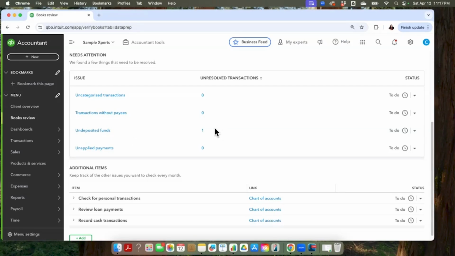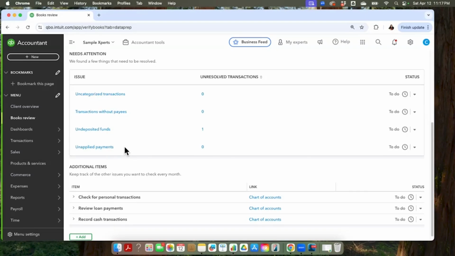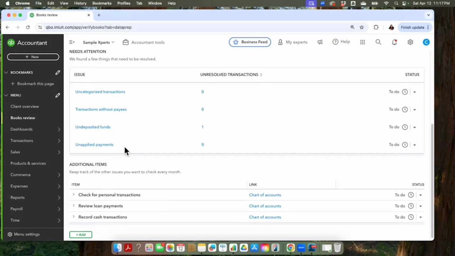Undeposited funds, if there is any undeposited funds, you want to make sure you correct that. Now, undeposited funds is going to be on the balance sheet, and an applied cash payment is going to be on your profit and loss.